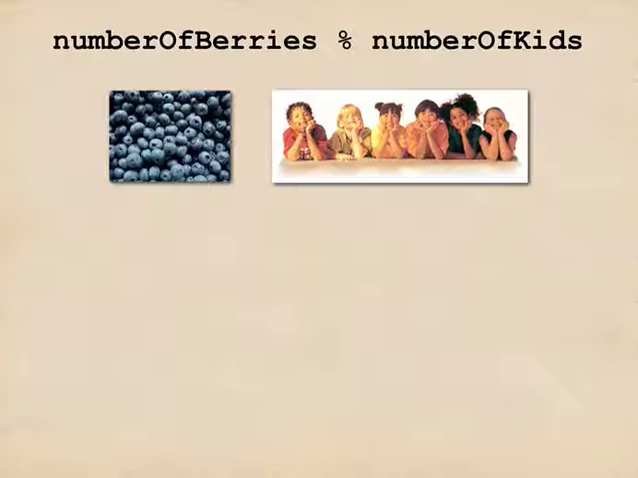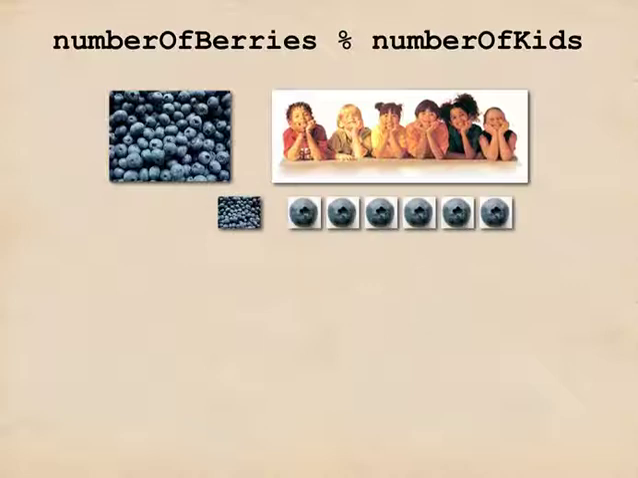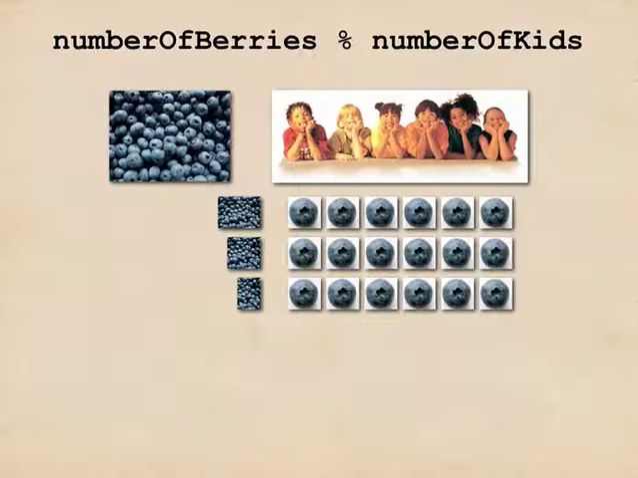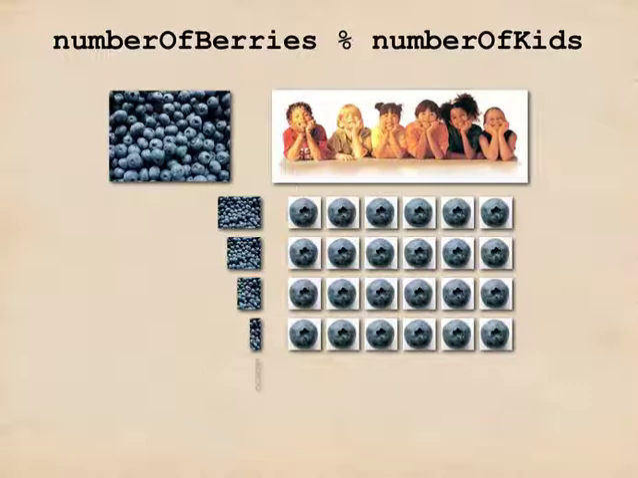Let's walk through the process. First, we take our berries and we give one berry to every kid. The result is we have a smaller number of berries. So again, we give one berry to every kid. We have a smaller number left over. We give one berry to every kid. We still have enough to give to every kid. So every kid gets a berry, and now we don't have enough berries left over to give one to everybody. The remaining berries go to the hamster. This is number of berries mod number of kids.